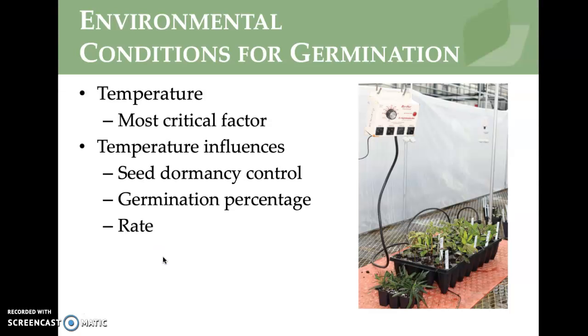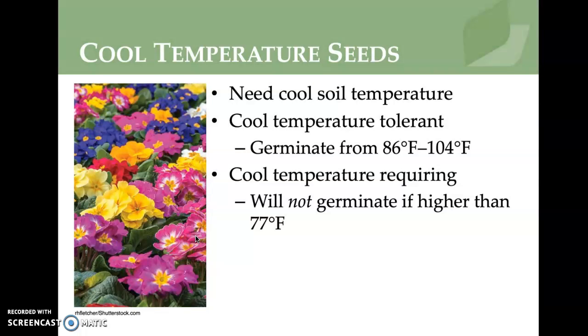Environmental conditions for germination. Some plants need it to be warm. This is an image inside of a greenhouse where they have a heat mat underneath the plants to keep it warm. Temperature is usually the biggest factor. Temperature influences the seed dormancy control, the germination percentage, and the rate of growth.